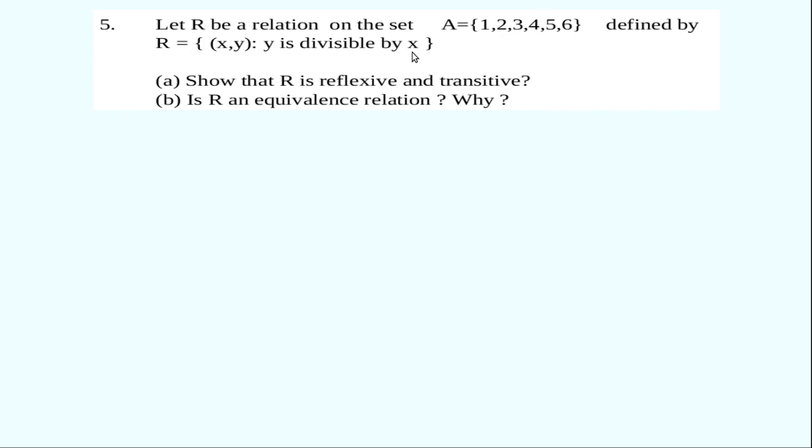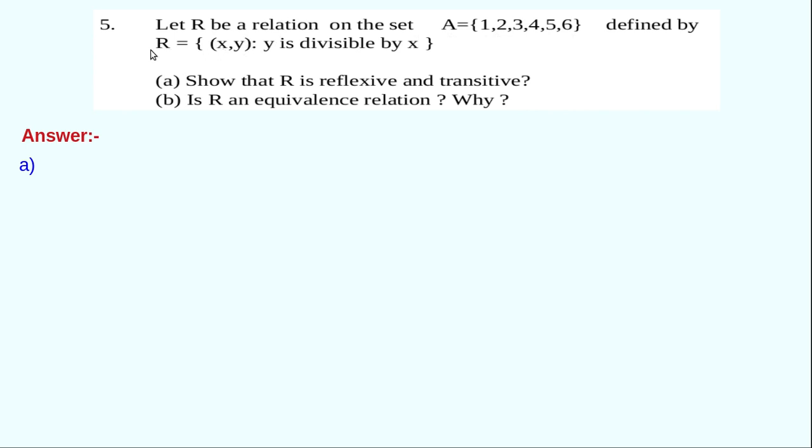Why? Because 4 is divisible by 2. (2, 6) belongs to this relation, because 6 is divisible by 2. (1, 2) belongs to this relation, because 2 is divisible by 1, and so on. Now I am going to answer question A. We want to prove that this relation is reflexive. As I said earlier, a general proof is required. To prove that this relation is reflexive, we want to say that (A, A) belongs to R for every A in capital A. It means that (1, 1), (2, 2), (3, 3), (4, 4), (5, 5), (6, 6) belong to this relation.